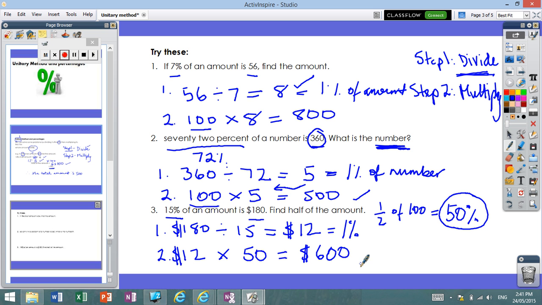So therefore, half of the amount is $600.